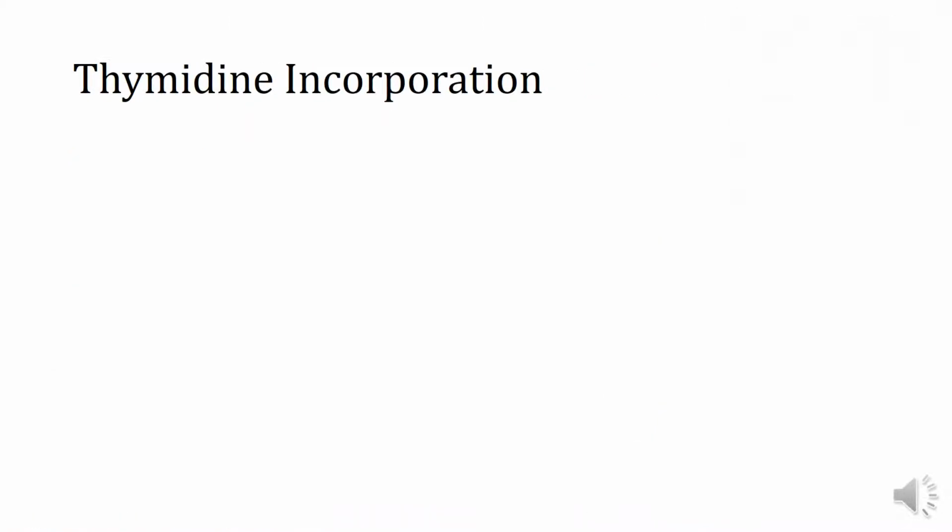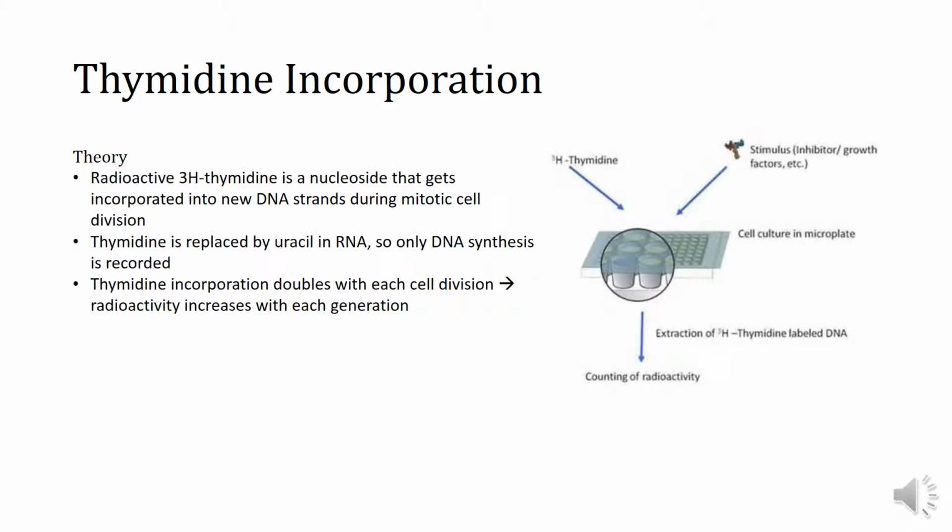As an alternative to CFSE, thymidine incorporation is an effective method to evaluate T-cell proliferation. In thymidine incorporation, radioactive 3H thymidine nucleosides are incorporated into the cell solution with the T cells, so that as the T cells proliferate, they use the thymidine nucleosides in their DNA. So with each subsequent generation, the radioactivity increases because the number of radioactive thymidine nucleosides in their DNA has increased. The thymidine is replaced by uracil in RNA, so only DNA synthesis is recorded. No RNA for any cellular processes is included.